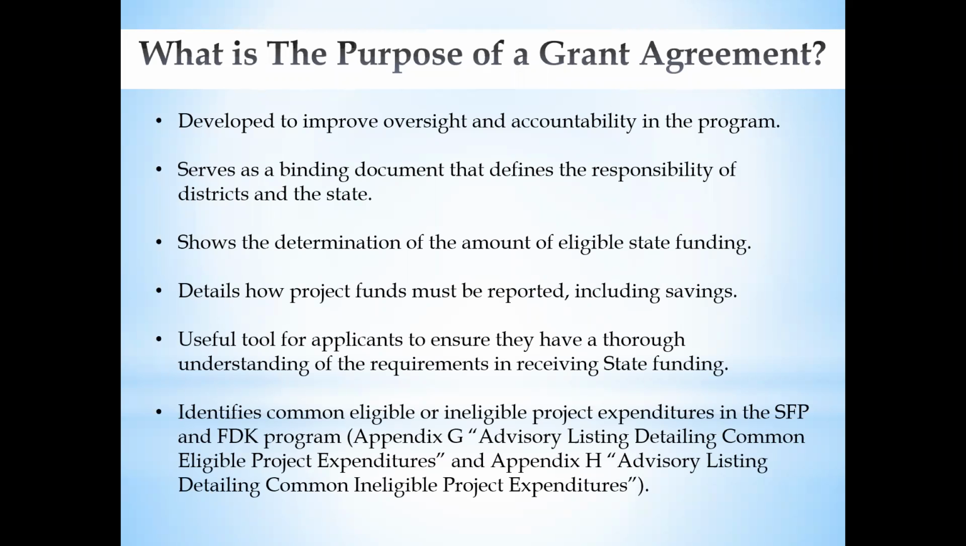And like Brian had mentioned earlier, it identifies common eligible or ineligible project expenditures in the school facility program and the full-day kindergarten program. And as we go through, you'll see examples of the grant agreement. In Appendix G, you have tables that show the common eligible project expenditures. And in Appendix H, there are tables detailing the common ineligible project expenditures.